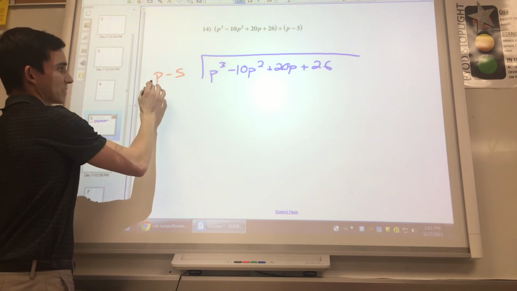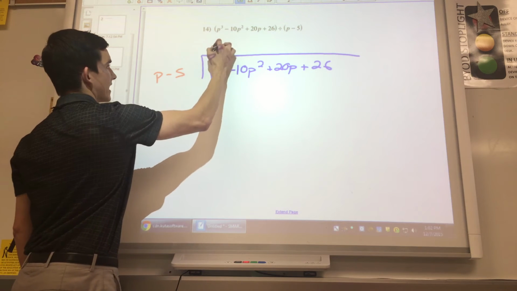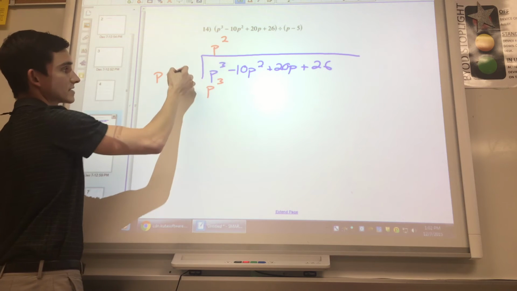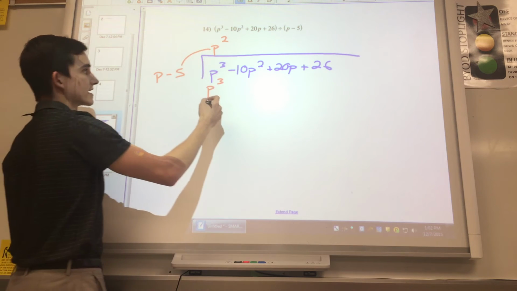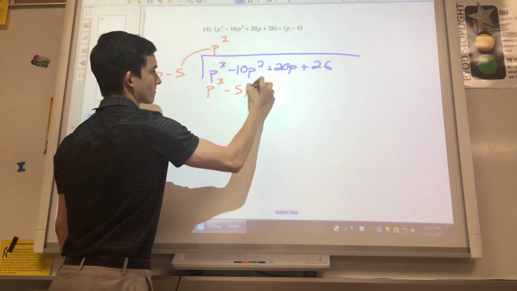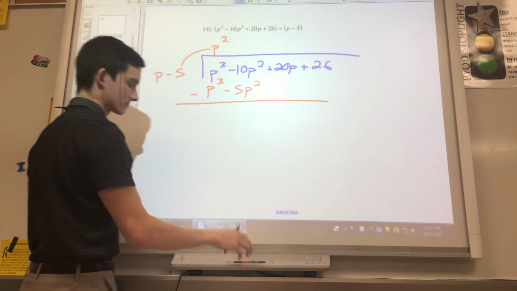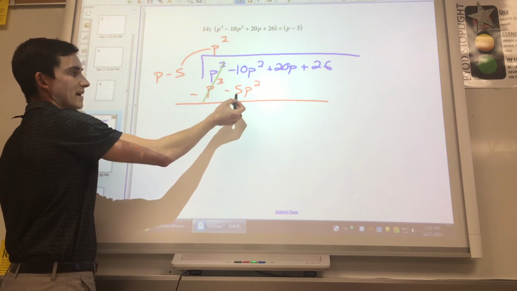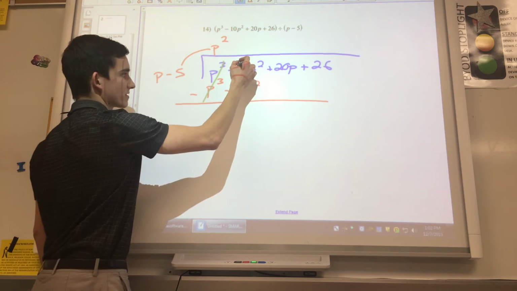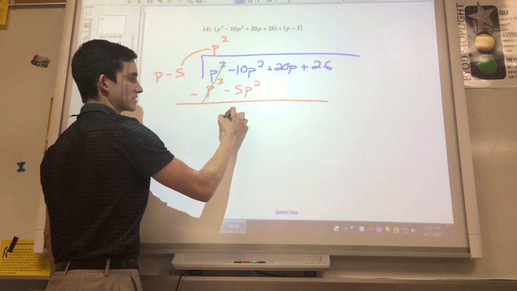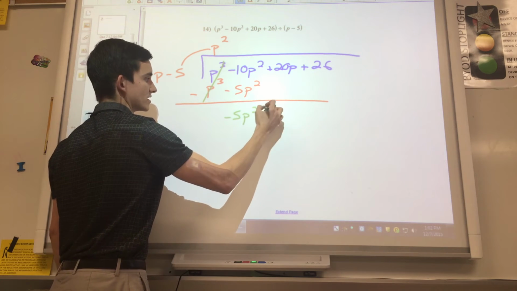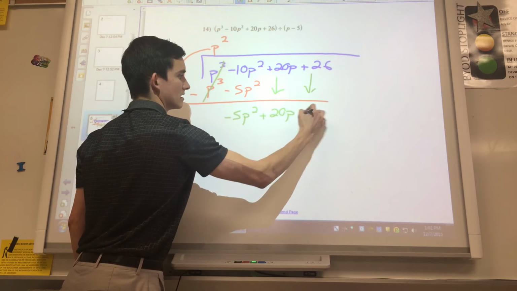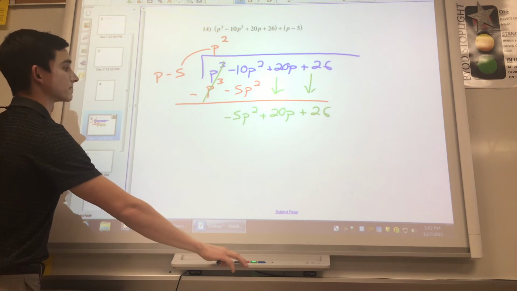Question becomes, what do I need to multiply p by to get p cubed? Answer, p squared. P squared times p is p cubed. P squared times negative 5, don't forget this part, is negative 5p squared. Subtract them. The reason you do that is so that those can cancel. Negative 5p squared is plus 5p squared. So you end up with negative 10p squared plus 5p squared is negative 5p squared. Bring down these, plus 20p plus 26.